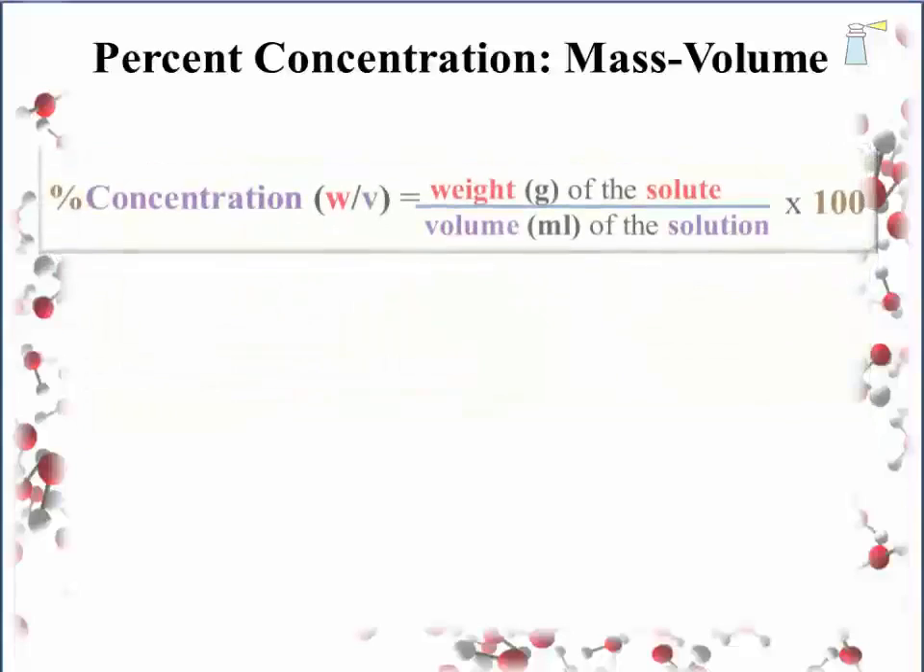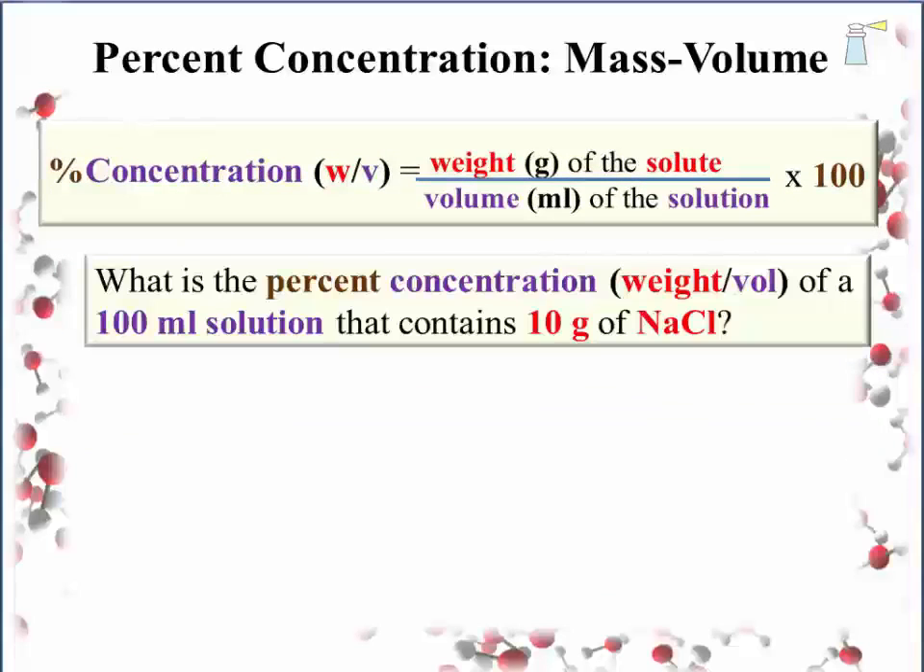A couple of example problems of calculating this type of concentration will be helpful. Keeping the concentration formula handy, what is the percent concentration weight to volume of a 100 mL solution that contains 10 grams of NaCl? Do we know if this is a concentration problem? Well, it is a concentration problem, and it looks like it is the percent concentration with a solid solute dissolved in a liquid solvent. It is a mass or weight to volume concentration. The solvent type is not mentioned here, so it is implied to be water.